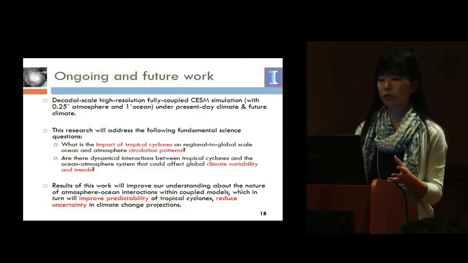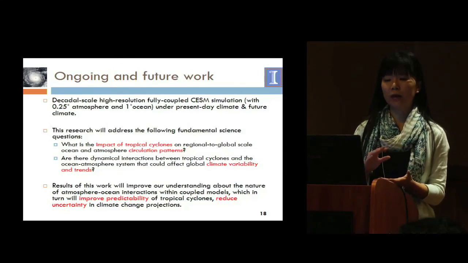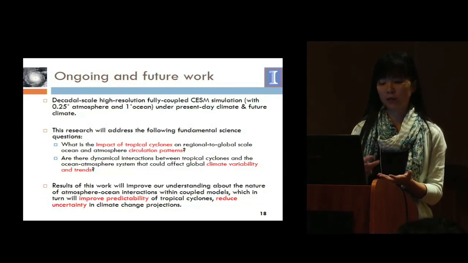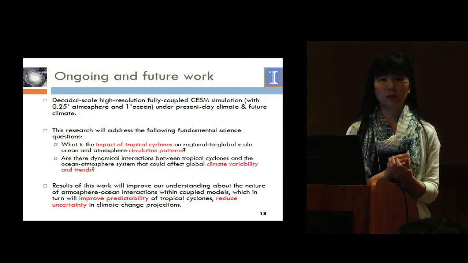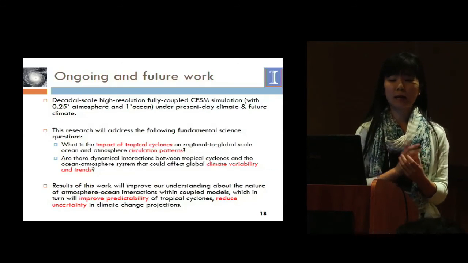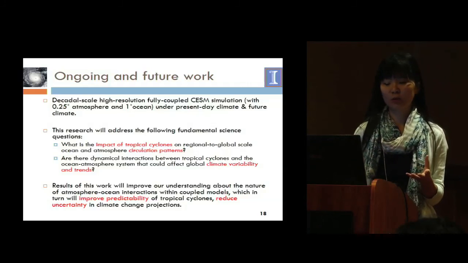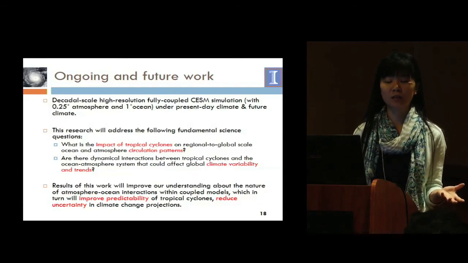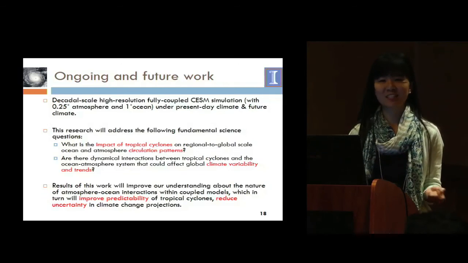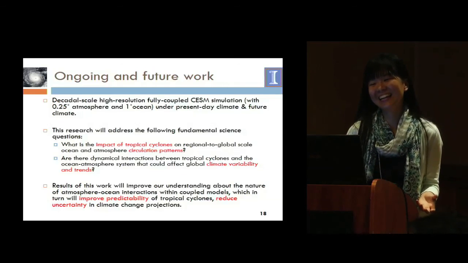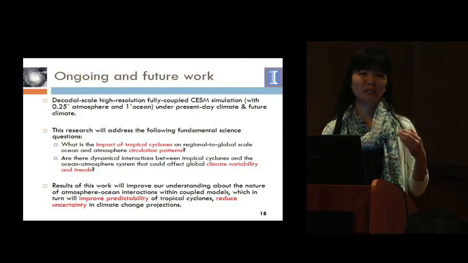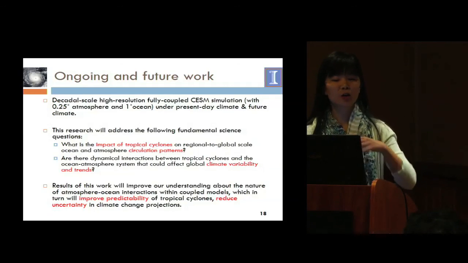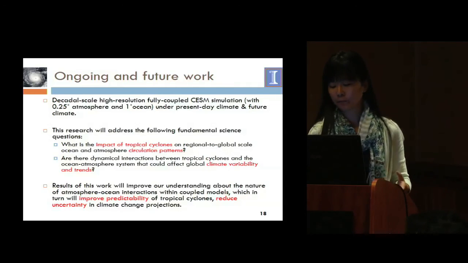In the current allocation, we're actually running a fully coupled high-resolution decadal scale CESM simulation with a 1/4 of a degree atmosphere and a 1 degree ocean, because 1/10 of a degree ocean is too expensive and we only get 600,000 node hours. Just saying, we need more. Yeah, and we are going to explore these connections in the current climate and the future climate.